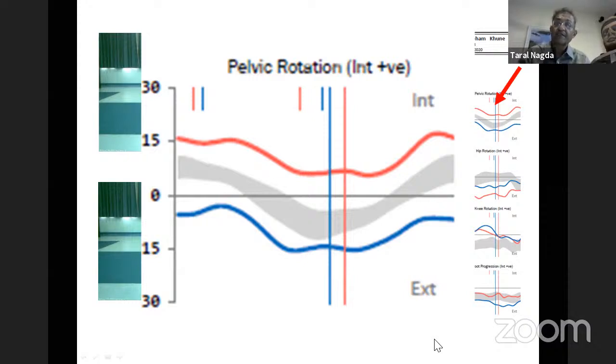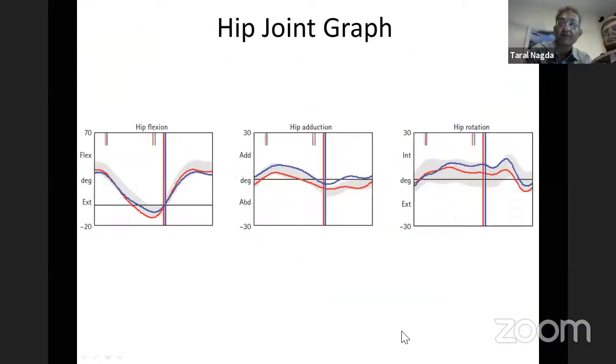That's why, as Chasanal spoke to us last time, the diagnostic matrix is very important. One should look at clinical evaluation, CT scan profile, as well as the rotations on gait lab if you really want to come at the right diagnosis. So this was all about pelvis. Let's come to hip joint graphs, and this is more interesting than pelvis.